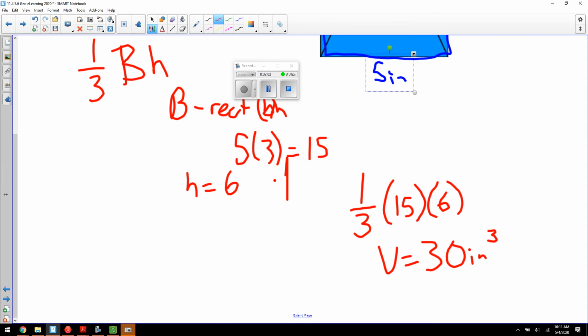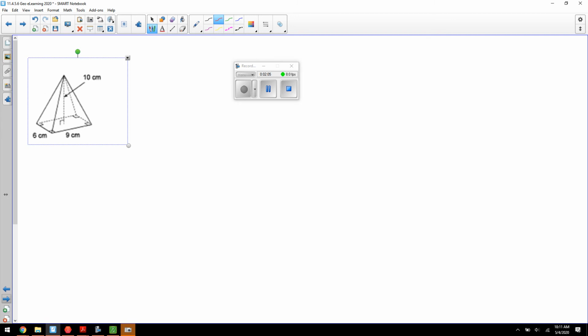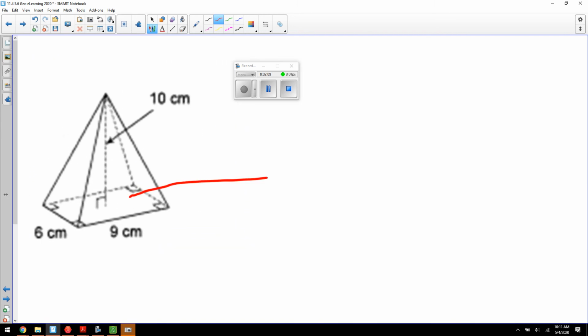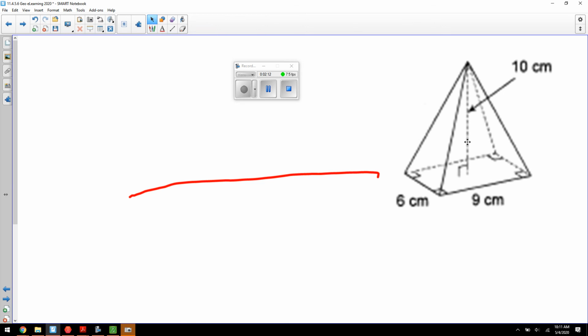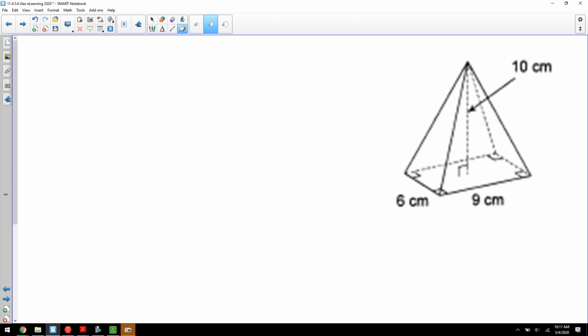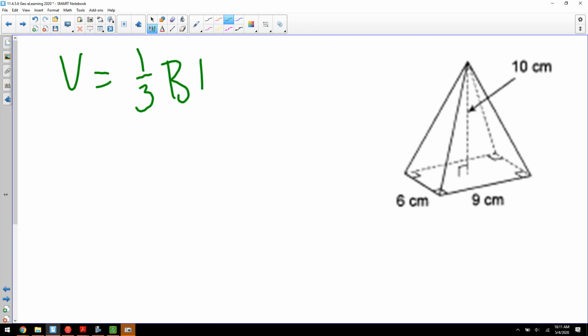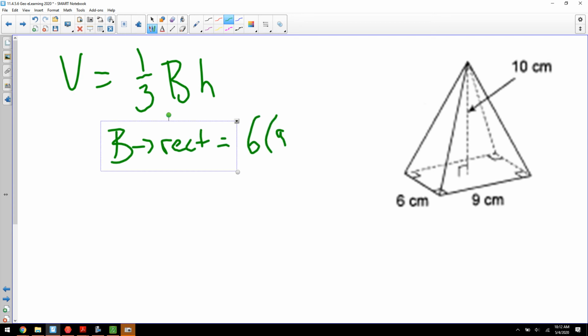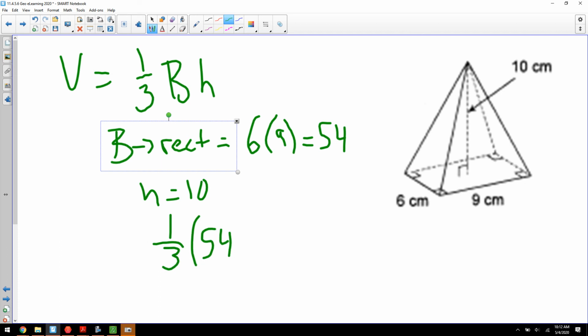Let's try another one. Again, we have a rectangular base. You have your big B. Remember, we always write the formula. The volume of your pyramid is 1/3 big B times how tall it is. Well, your big B is the rectangle, so in this case it would be 6 times 9, which is 54. And your overall height is 10. So we put it all together. You get 1/3 times 54 times 10.